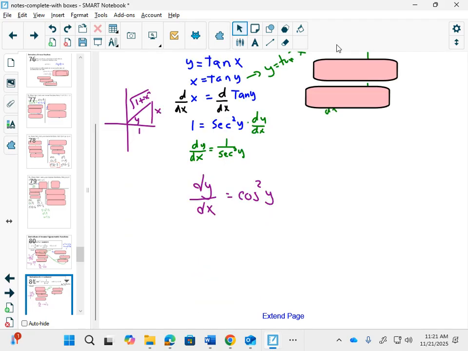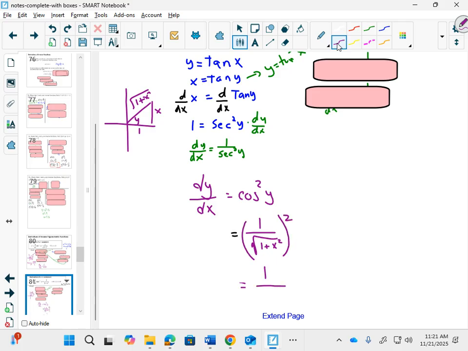So using your triangle, can you see from your triangle what cos of y is? Cos of y would be one over the square root of 1 plus x squared. And we have cos of y squared, so that would become squared. Which means that the derivative of tan inverse is 1 over 1 plus x squared.